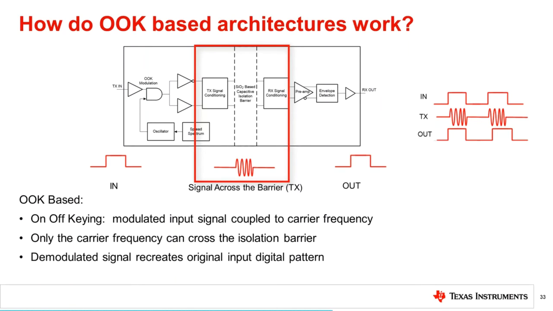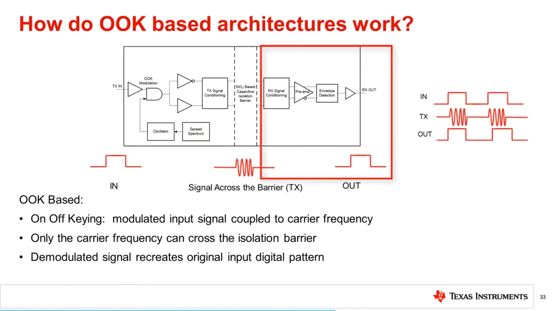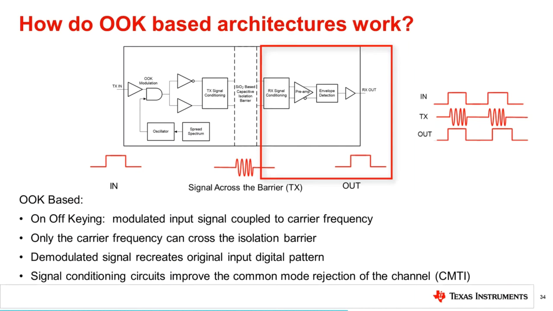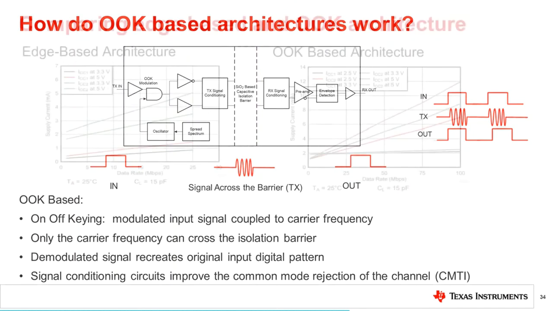This modulated signal is coupled to the isolation barrier and appears in attenuated form on the receive side, which consists of a preamp to gain up the incoming signal followed by an envelope detector. This serves as a demodulator to regenerate the original digital pattern. The transmit and receive signal conditioning circuits are used to improve the common mode rejection of the channel, resulting in better common mode transient immunity, or CMTI.